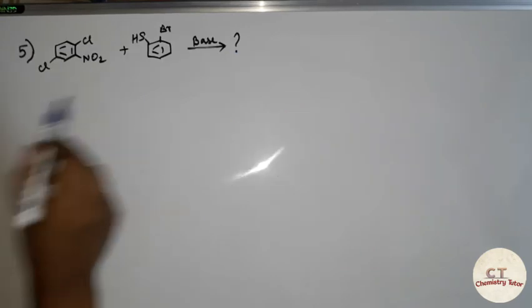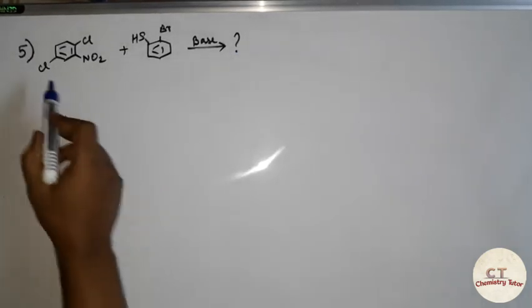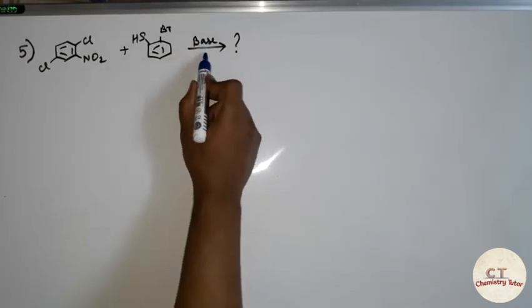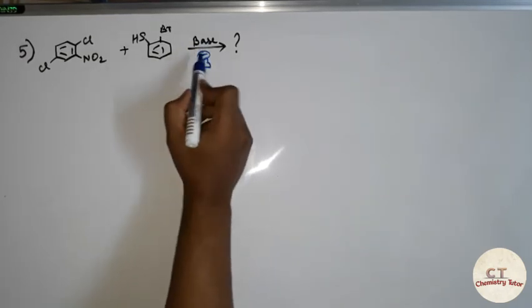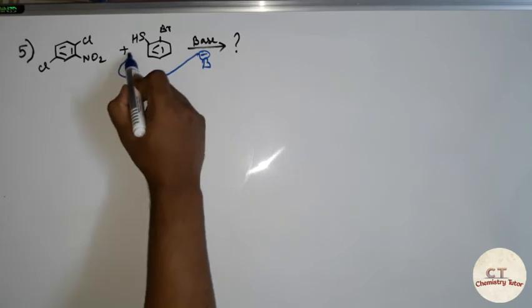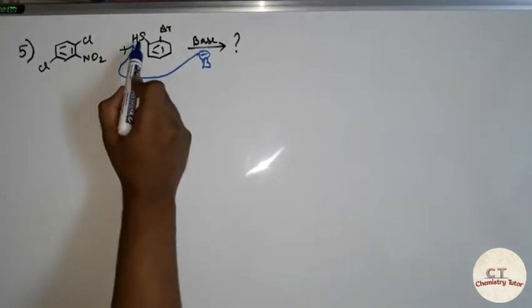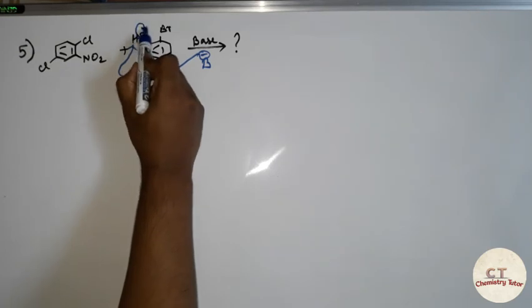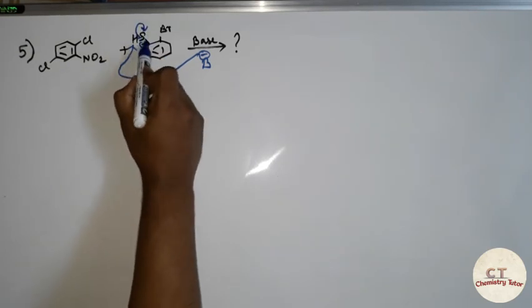Now let us move on to our next question. So in this reaction, what will be the product formed? First of all, base is given, right? And the role of the base is that it is going to abstract a proton, and it is going to abstract the most acidic proton. So this hydrogen it is going to abstract, as it is attached to the sulfur atom. So further a negative charge will be generated on the sulfur atom.